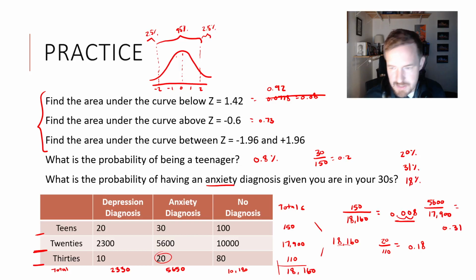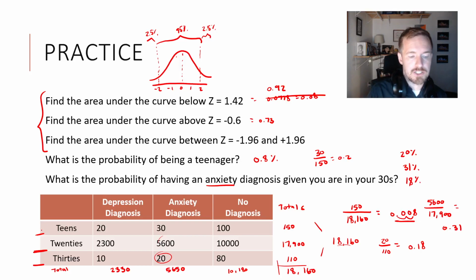So why is this important? What is the point of doing this? Because sometimes in our samples we're not going to have equal sample sizes for all demographics. In this case, we had a lot of 20-year-olds, way more 20-year-olds than we did teenagers or 30-year-olds. So if you were just looking at the total number of people that had anxiety, of course the 20-year-olds are going to show more because there's just more of them. So doing it this way, you're controlling for those specific ages.